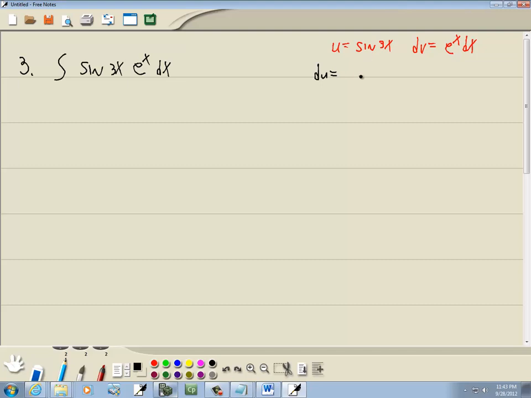du, the derivative of sine is cosine, but since it's more than just an x here, you have to use the chain rule. So you have to multiply times the derivative of what's following this. So this would be 3 cosine 3x dx. Now v would be the integral of e to the x dx, which is e to the x. Okay, so this is pass 1.